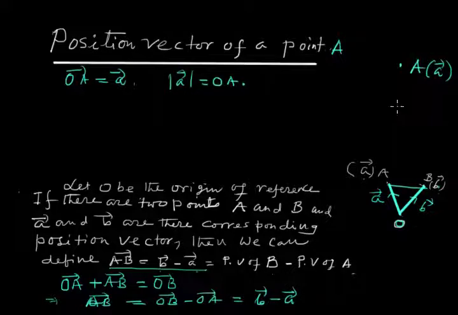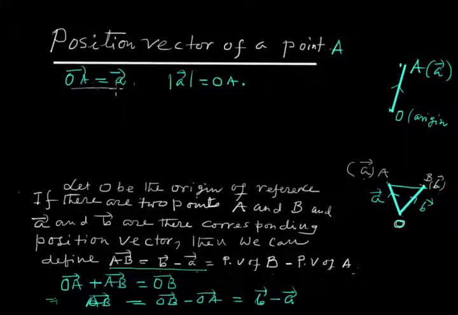To get the direction and the length of the vector, we always consider a point O, which is called the origin. Now, if we join O to A, we get OA, which is the direction of vector A, and its magnitude is the length OA.